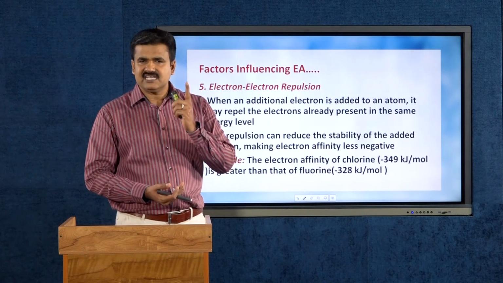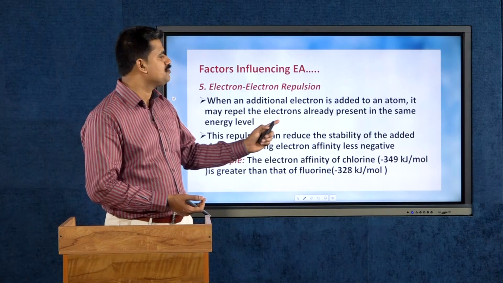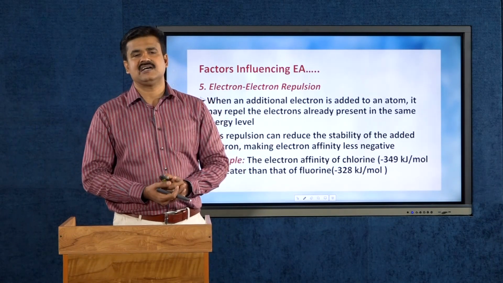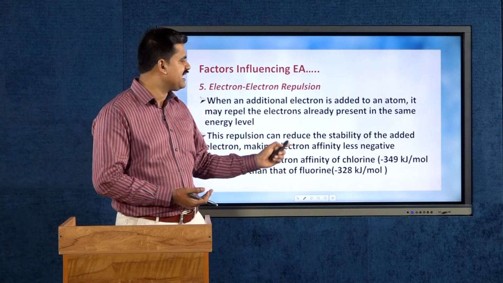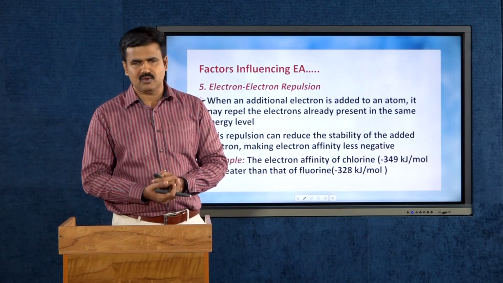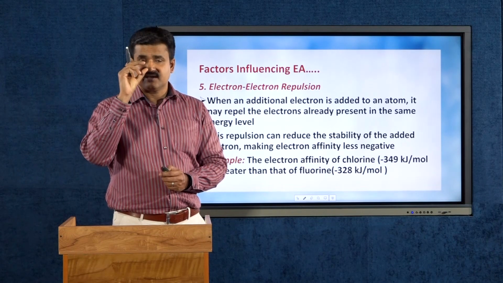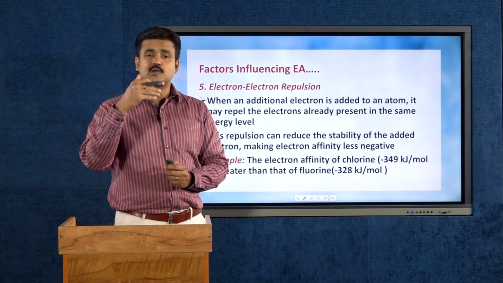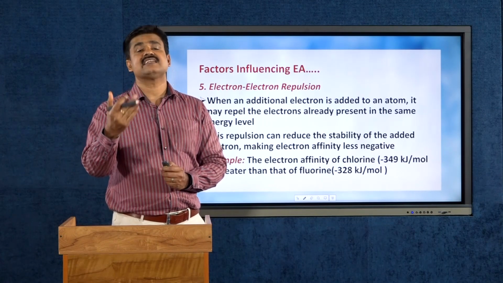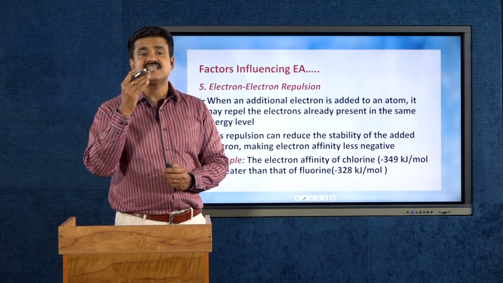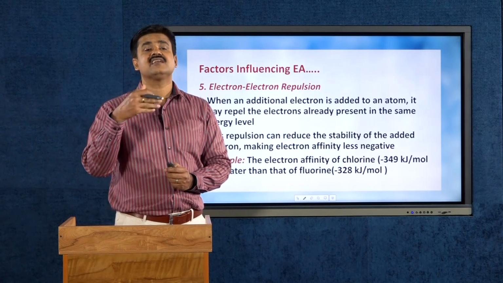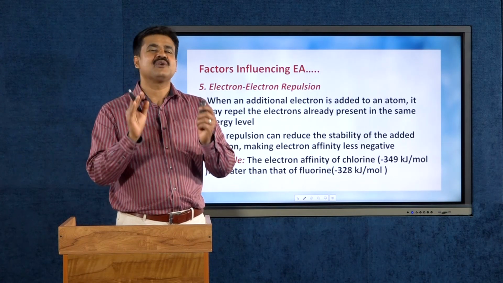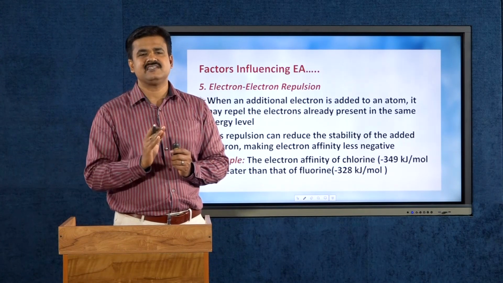And the electron affinity of chlorine is minus 349 kilojoule per mole, which is greater than fluorine, which is minus 328 kilojoule per mole. This is a very important exam point of view. This part is very, very important. The electron affinity of chlorine is greater than that of fluorine, and this is attributed to high interelectronic repulsion in fluorine compared to chlorine. So, chlorine has high electron affinity.